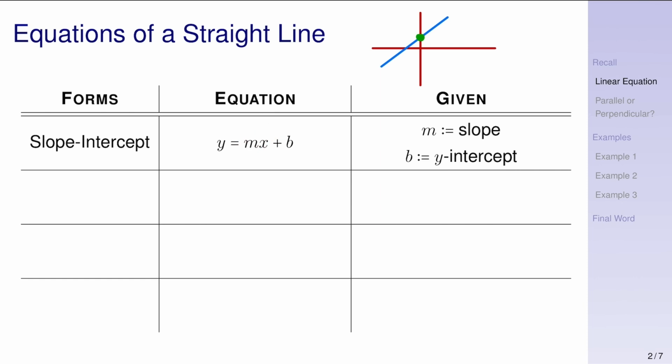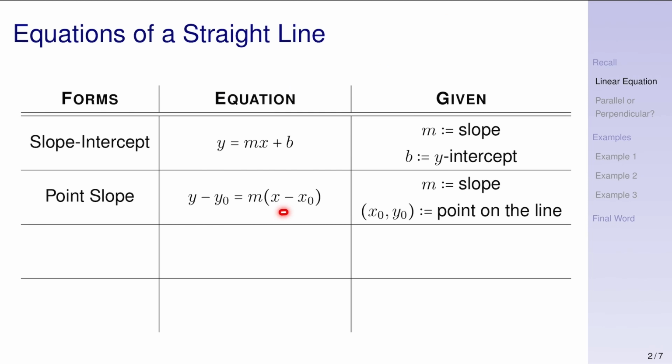Once you set x equal to 0, you can easily determine the point wherein our line hits or intersects the y-axis. Next, we have the point-slope form, which is given by y minus y sub 0 equal to m times the quantity x minus x sub 0. We can use this form when we have the slope and a point on the line with coordinates x sub 0, y sub 0, and this can be any point on the line. In particular, if this point is the y-intercept, we just fall back to the slope-intercept form.